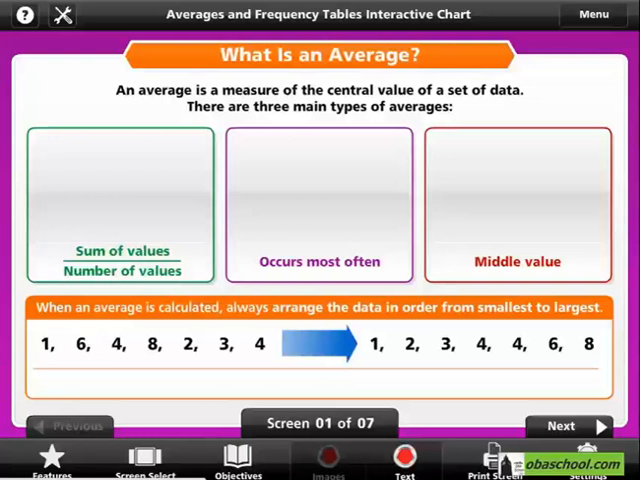Hello and welcome back to Unit 3, Handling Data 3. In this video, we will be talking about the average. So first of all, what is an average?